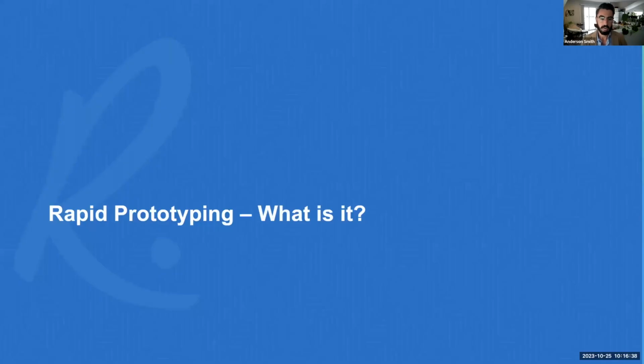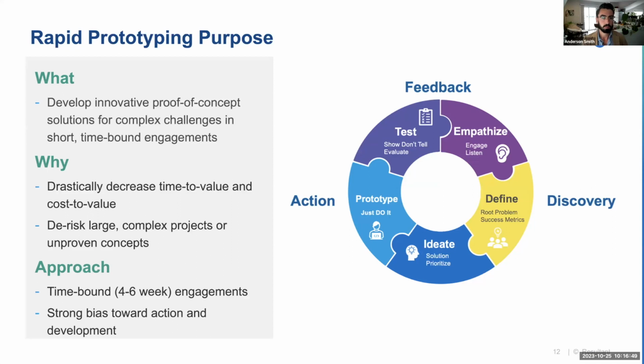So as far as what it actually is, we've kind of talked around rapid prototyping quite a bit, but haven't really truly gotten into what it is. So what is rapid prototyping? It's simply a way to develop innovative proof of concept solutions for complex challenges in short, time-bound engagements. And we've talked quite a bit already about the why behind that, so I won't spend too much more time on that point. But the approach for rapid prototyping, a very key tenet to that is the time-bound component.